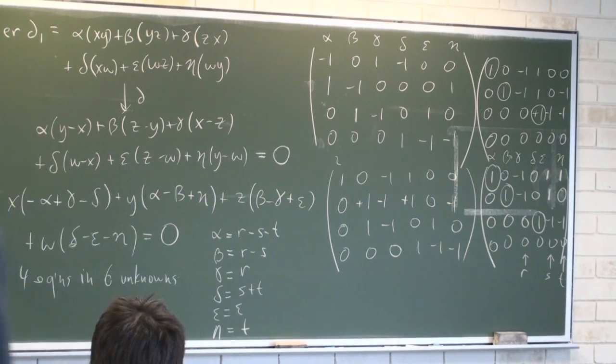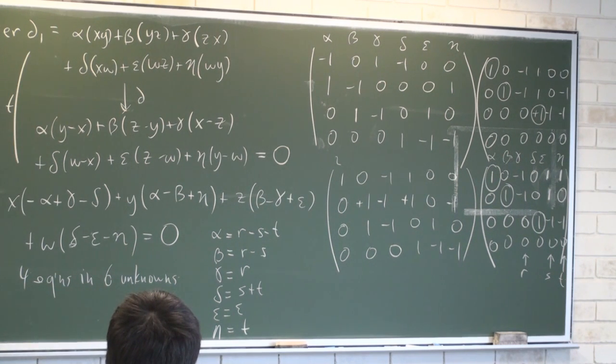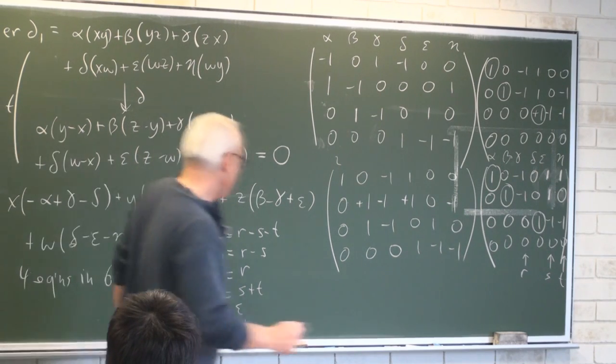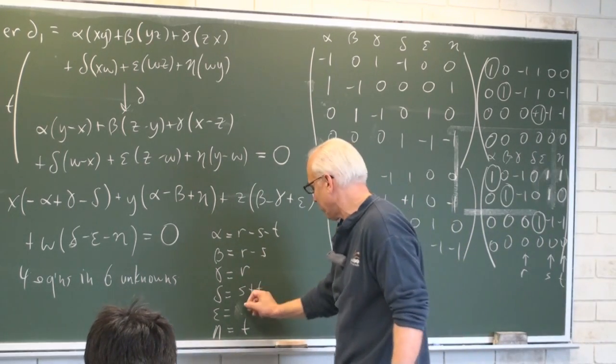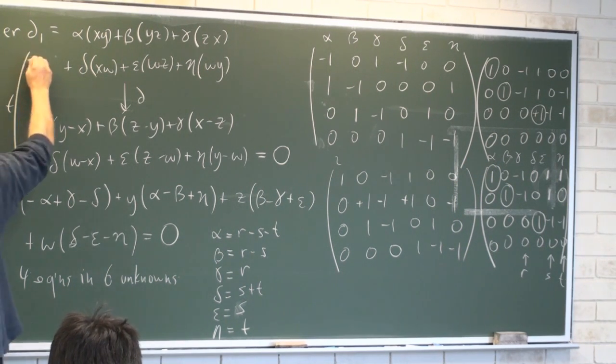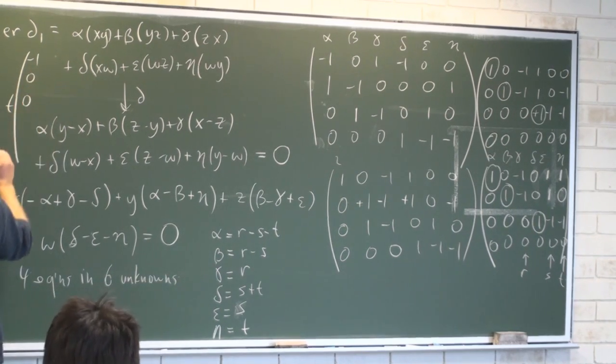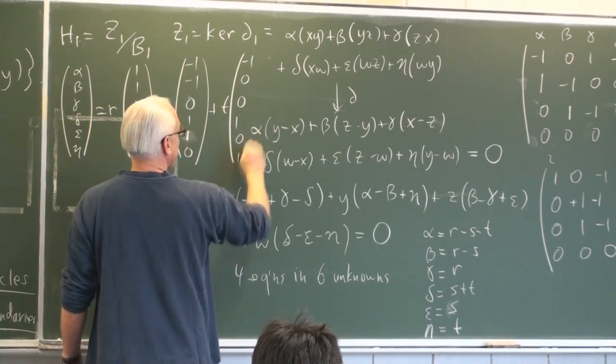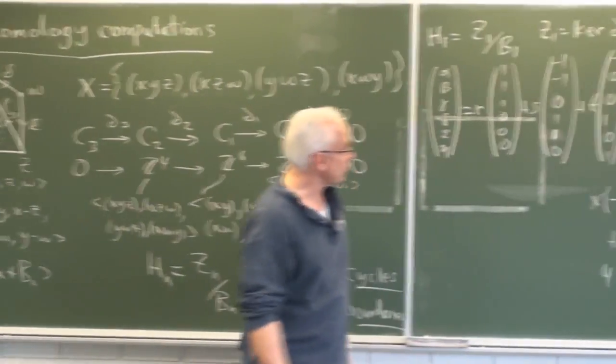So I can write the solutions as alpha, beta, gamma, delta, epsilon, eta equals r times the vector 1, 1, 1, plus s times the vector minus 1, minus 1, 0, 1, plus t times the vector minus 1, 0, 0, t, 0, t. Epsilon equals s. All right, so we've got these three basic solutions.